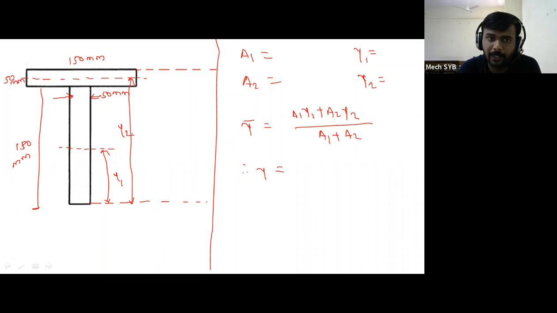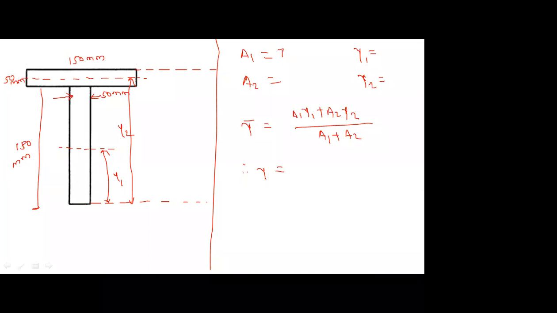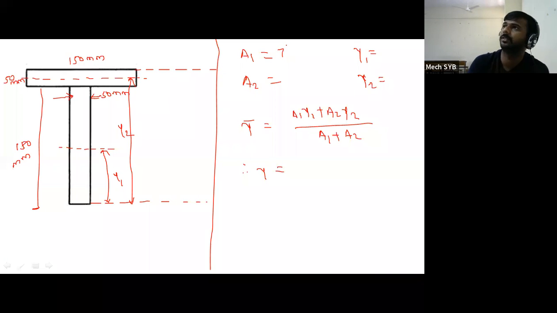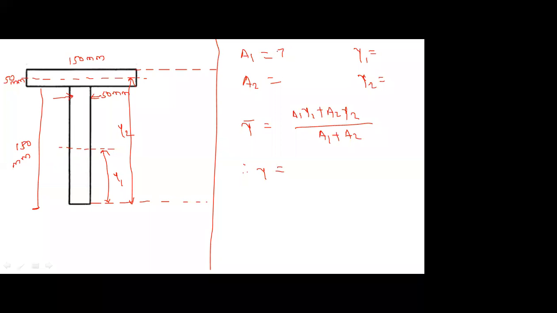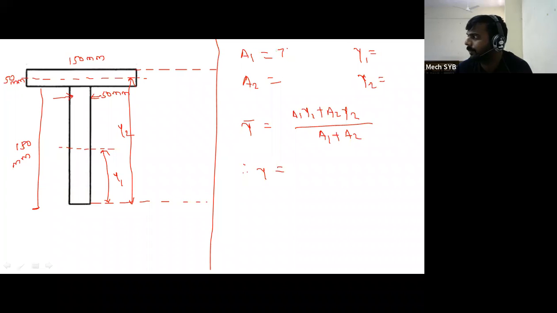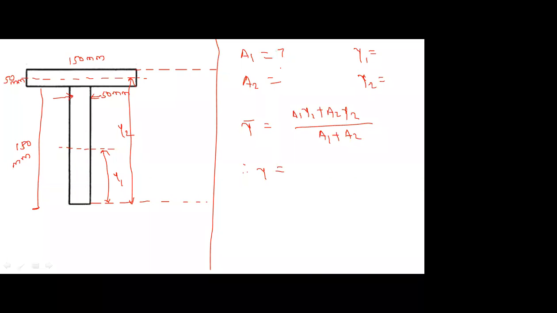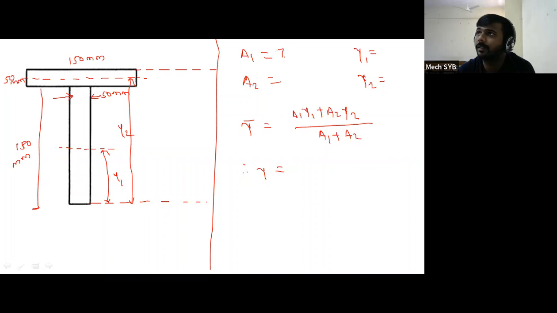Do the calculations properly. Find out the area A1: 150 by 50. What is the area A1? 50 into 150. Tell me the final answer only. 9,000? No, 150 into 50 is 7,500. Yes, sir, 7,500.